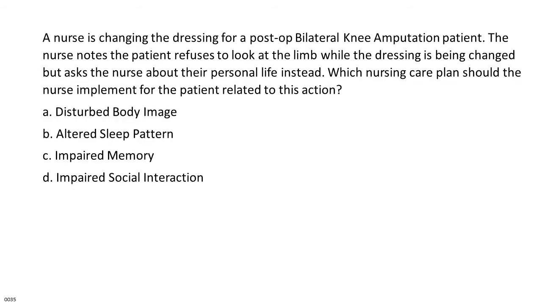A nurse is changing the dressing for a post-op bilateral knee amputation patient. The nurse notes the patient refuses to look at the limb while the dressing is being changed but asks the nurse about their personal life instead. Which nursing care plan should the nurse implement for the patient related to this action? A. Disturbed body image. B. Altered sleep pattern. C. Impaired memory. D. Impaired social interaction.